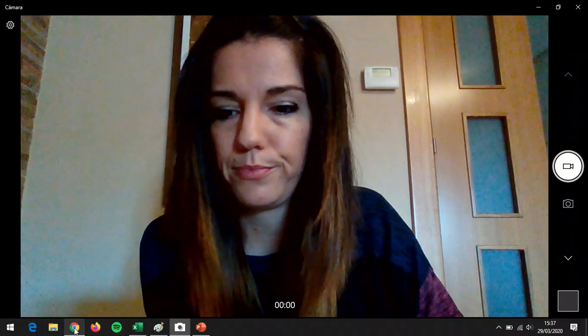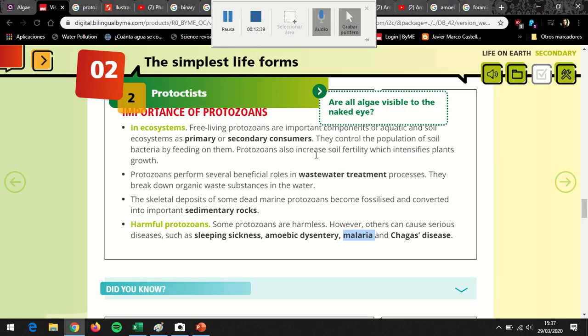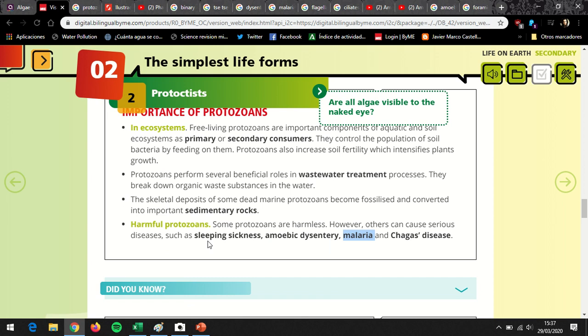Good? Nice. Well, then your book also talks about Chagas disease, which is kind of similar, or well, not similar, but the symptoms look alike to sleeping sickness. So with sleeping sickness, dysentery, and malaria, for me this year, it's okay.